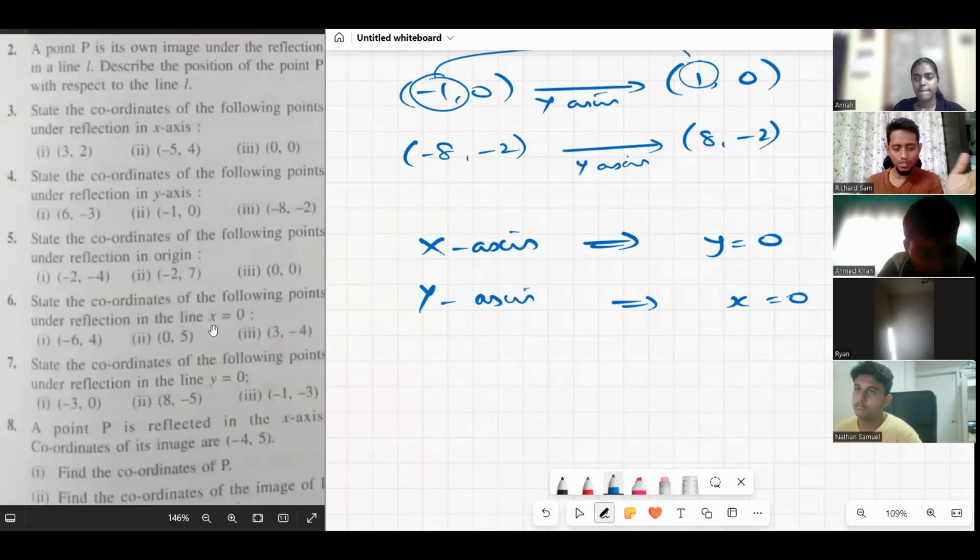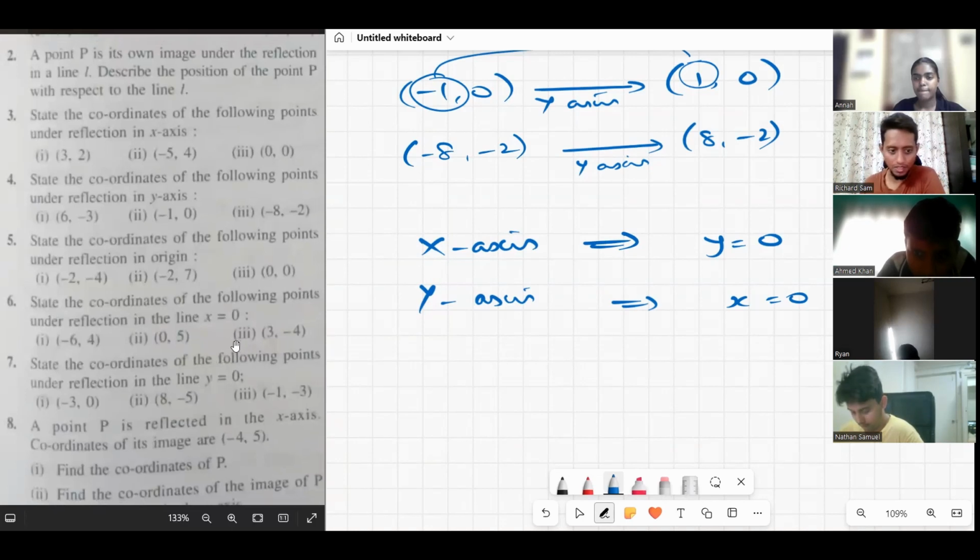Sixth one, that's the line x is equal to 0. X is equal to 0 means the y-axis. So reflect all these points on the y-axis. That means that x coordinate will change.